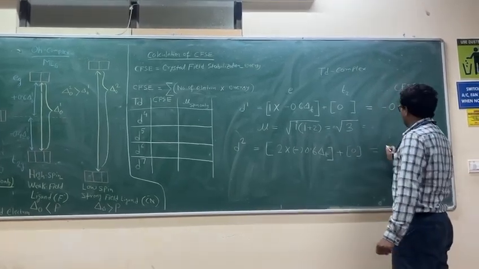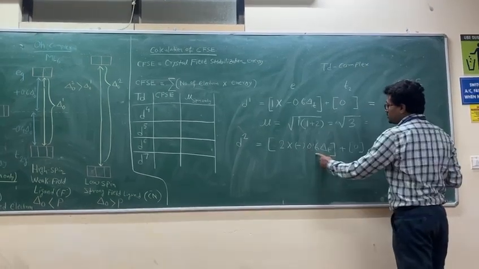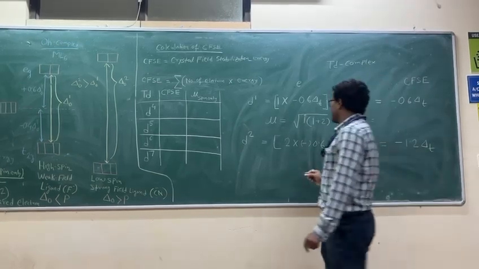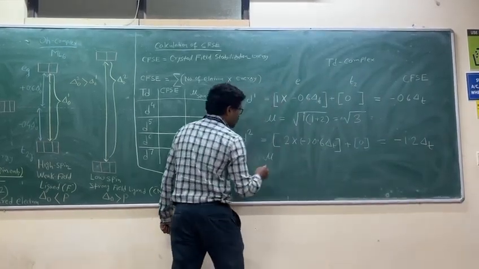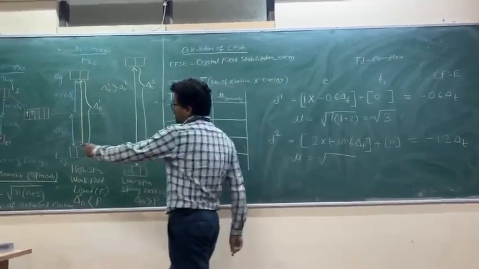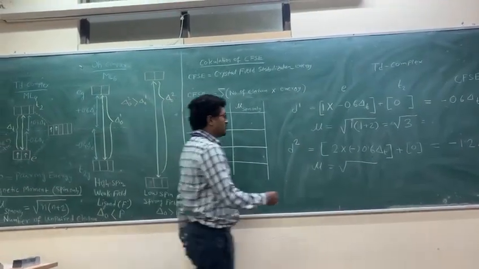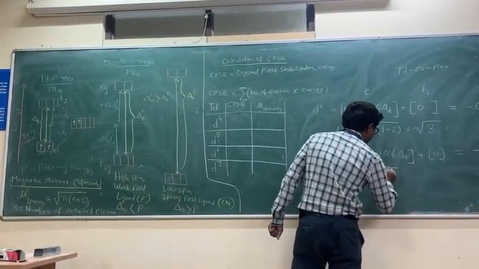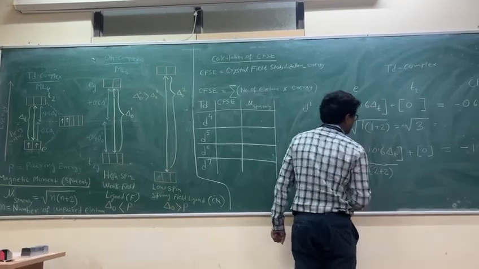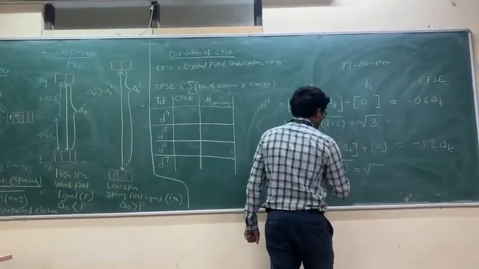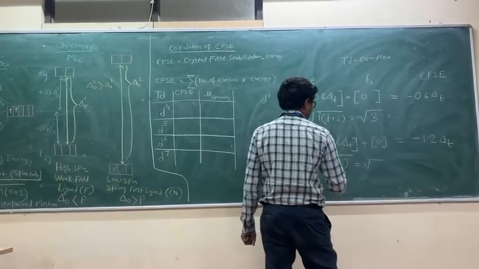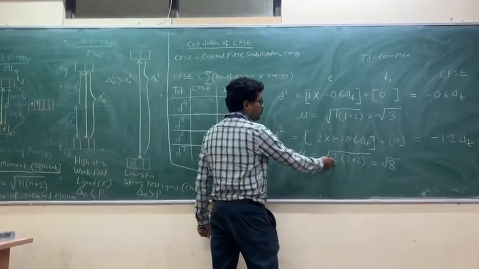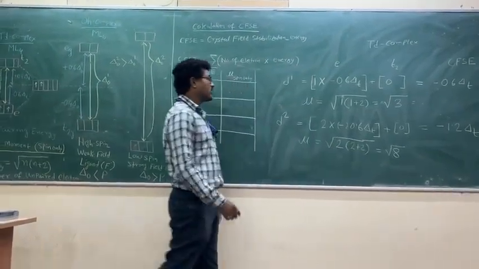CFSE value will be minus 2 into 0.6, means minus 1.2 delta T. And magnetic moment value will be, mu value will be root over, we have 2 unpaired electrons, so magnetic moment value will be root over 2 into 2 plus 2. Right? It will be root over 2 into 2 plus 2, 4 into 8. Root over n into n plus 2, here n is the number of unpaired electrons, 2 plus 8. Okay. So in that way you can calculate magnetic moment value.